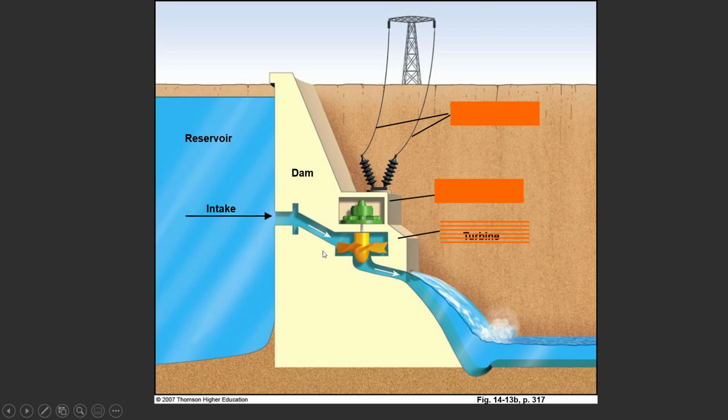The intake then goes into the turbine, which spins that turbine. The turbine spins into the powerhouse where the electricity is then generated, and that electricity is then able to be transmitted through power lines to the grid.